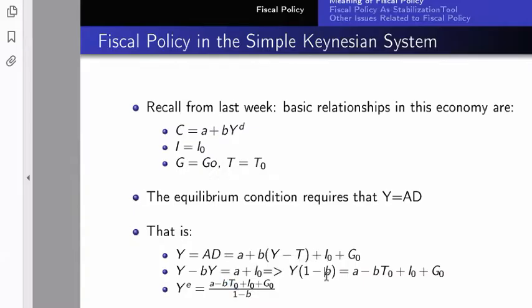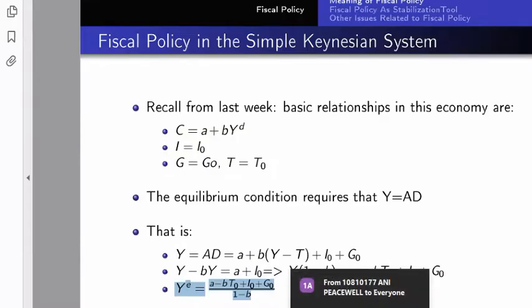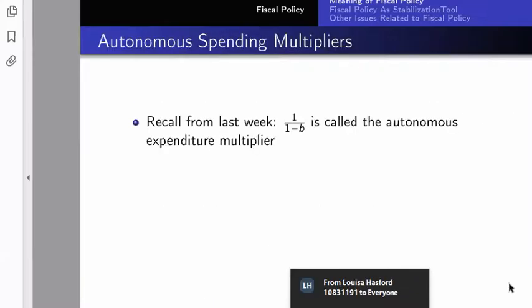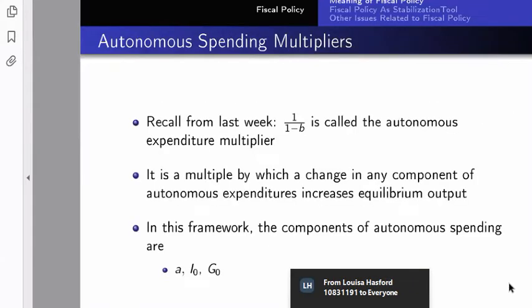Try and work it out and let's see. Differentiate this equation here with respect to what? T naught. What you get is what? Minus B over 1 minus B. Okay? All right. Are you following? Are you guys following? All right. Okay, good. So that is the autonomous expenditure multiplier. That is how we got the autonomous expenditure multiplier.